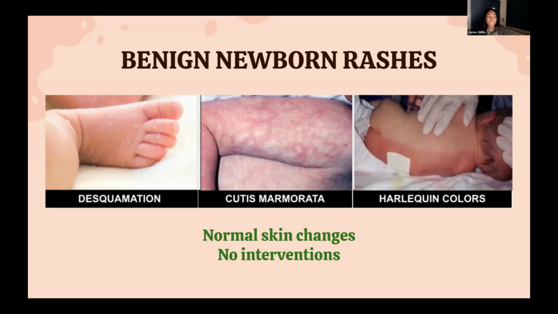Cutis marmorata is a skin finding that happens when it's cold. Again, benign. We see it a lot of the time in the nursery. It can happen in older kids with fair skin, but a lot of times in the infants. And then harlequin color change. This is just a change that happens with the gravity dependent areas. It can resolve within 30 minutes. I saw this a lot in the nursery, but I don't think I've ever really seen it in the ED. But just to be aware of it. And these are all normal, nothing to do, no intervention.